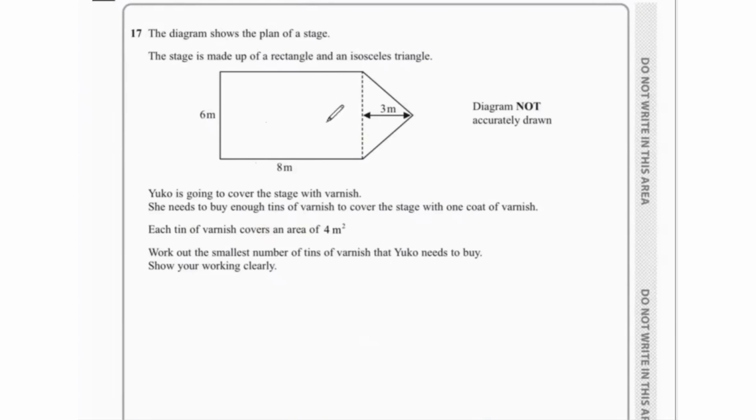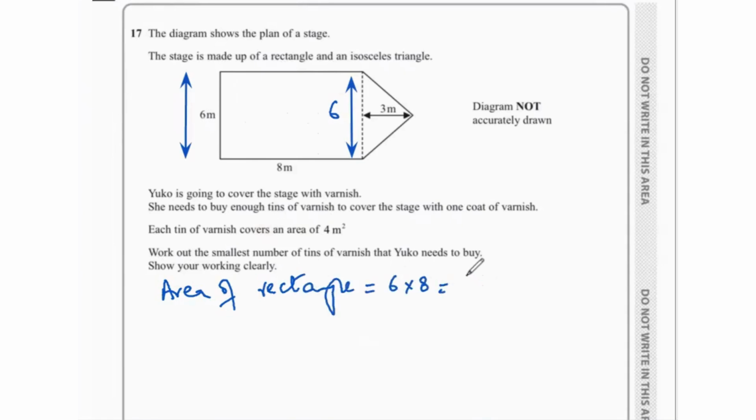Show your working clearly. So we have a rectangle joined with an isosceles triangle. If this length is 6, this is also 6. So if you notice, for the triangle, we have the base and we have the height. So we can easily find the area of the triangle and the area of the rectangle because we have the dimensions for that as well. So let's start with finding the area of rectangle. So that's going to be 6 times 8, which is 48 centimeters square. Then we find area of triangle.